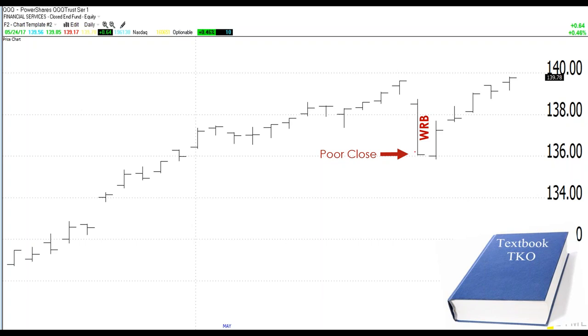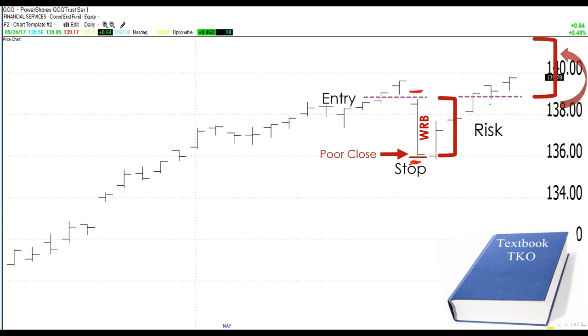Now let's follow up on that textbook TKO situation. So again, we had a poor close, a nice little knockout type of move, which would give you an entry above the high and ideally maybe a little bit of wiggle room in here and a stop below the low. And again, maybe give it a little bit of wiggle room. But let's just follow this on a pure mechanical basis to show you how it works. Now, it doesn't always work, but in this particular case, so far, so good. So your risk would be your entry minus your stop, and we'll take a look at that in a second. And then you take that and slide it up, and that's going to give you your initial profit target. So let me show you the math on that.